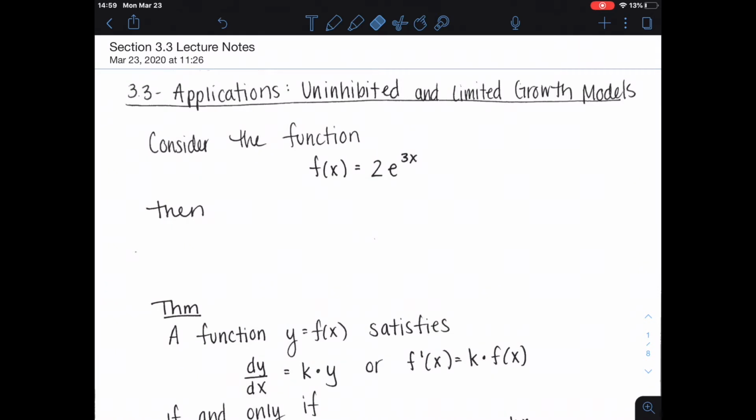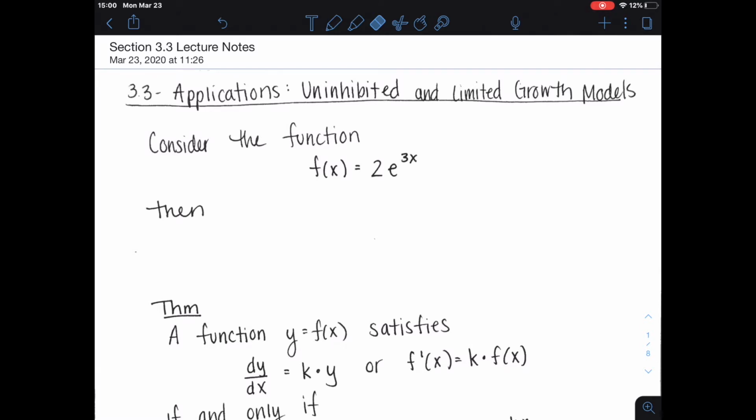So now we're going to look at some applications of these exponential functions, mostly with populations. So we're going to look at populations of bacteria, animals, humans, whatever it is. We're going to have two types of growth. You can have uninhibited growth, which means there's nothing stopping it. And then you can also have limited growth, which means there's kind of a cap-off point for where it can go to.